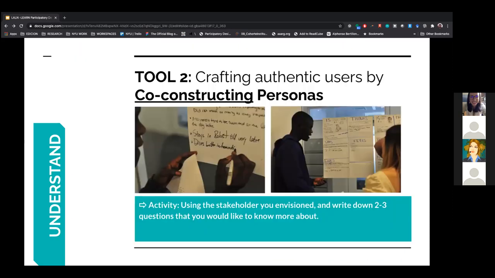Okay, so on to our next activity. Again, I'm counting 3 minutes. It's there on the bottom in green. Now, using the stakeholders that you have created, try to write down two or three questions that you would like to know more about one or two of those stakeholders. If you were looking at this persona, what would you like to know about them?